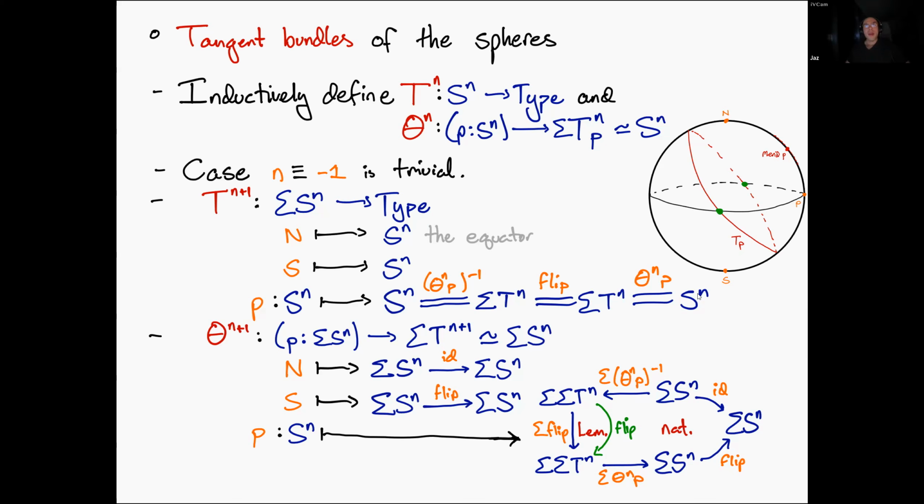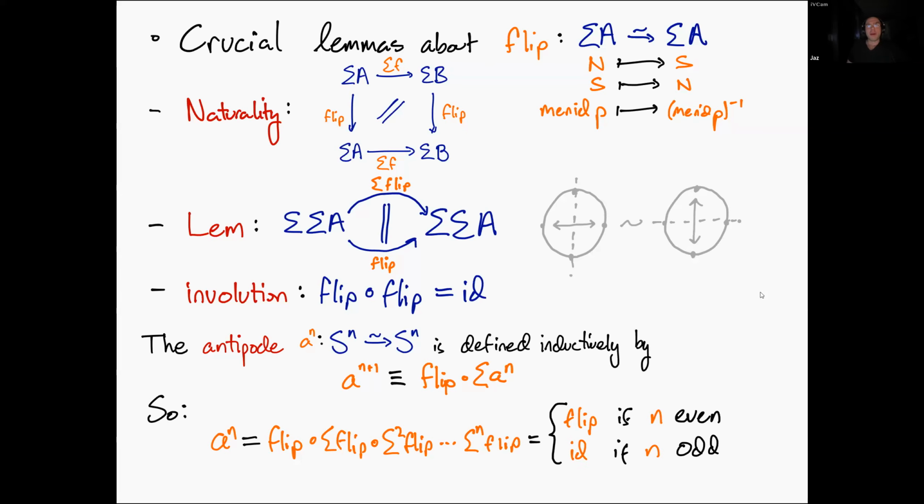Right. So here are our three crucial lemmas about flip. The definition is given above, by the way. So one is that it's natural. That should be pretty easy to believe. Second, and this is in one way the most crucial one, is that if you have a double suspension, flipping on the outside is the same as flipping on the inside. It's not just the same, there's a very nice homotopy between them, I should say. And so I want to give a picture of this homotopy. I'm not going to define it for you, but I'll give a picture for you.